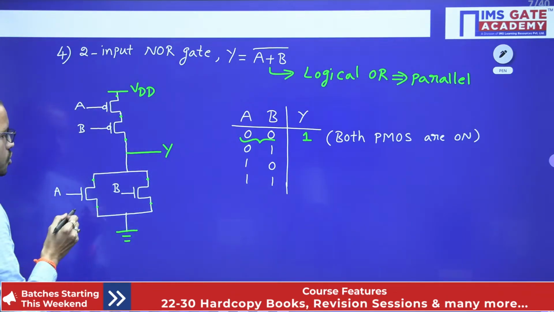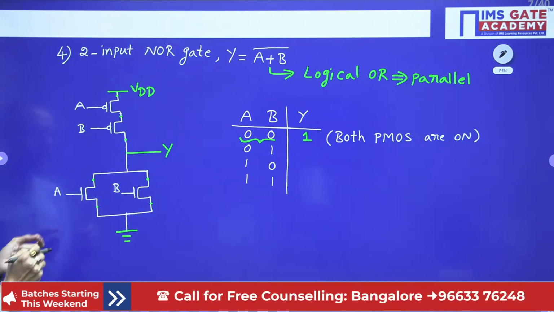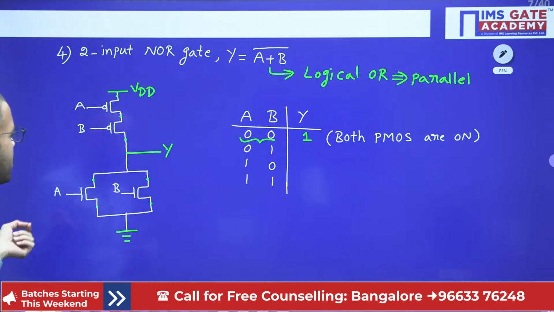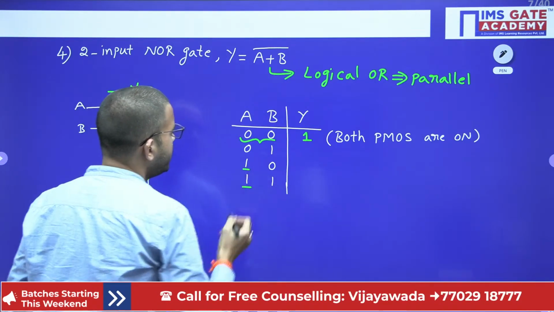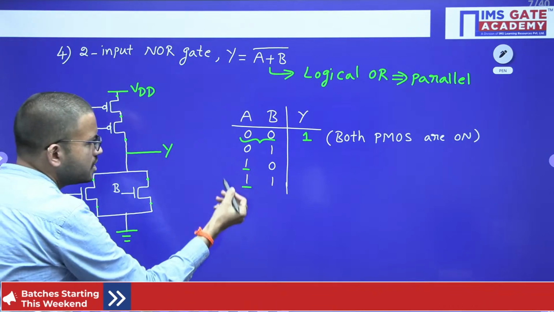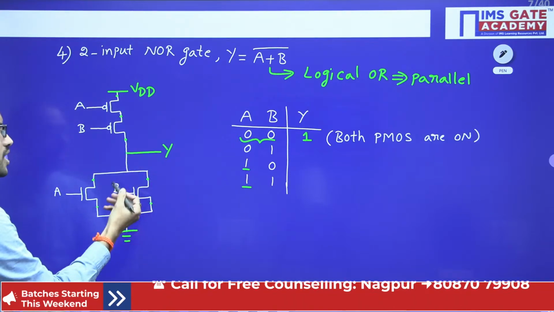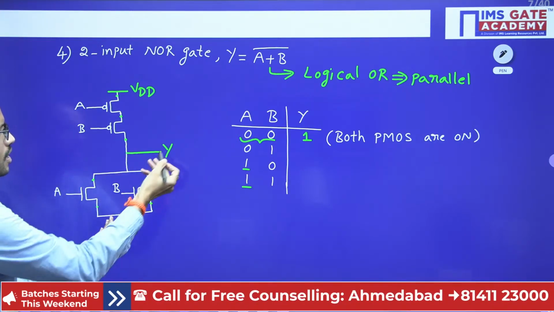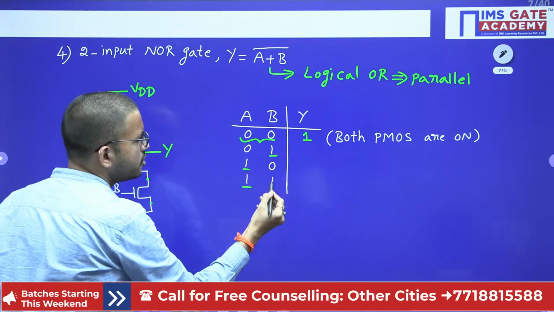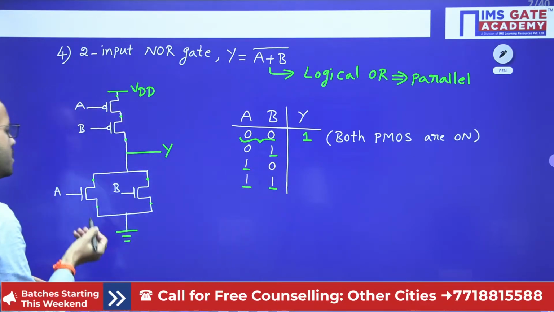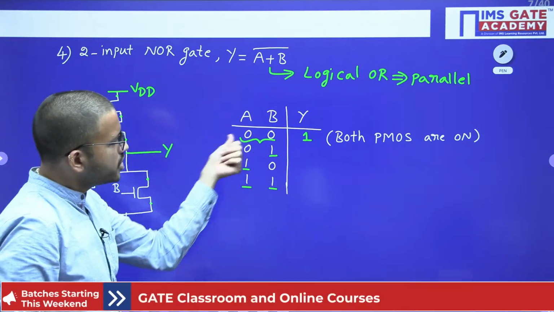Here NMOS transistor will be on if you are giving 5 volt or logic high at the input. Then only NMOS transistor will be on. So the moment A value is 1, irrespective of B input, output will be connected to ground. Or the moment B value is 1, irrespective of A input, output will be connected to ground. So total you are getting three combinations.